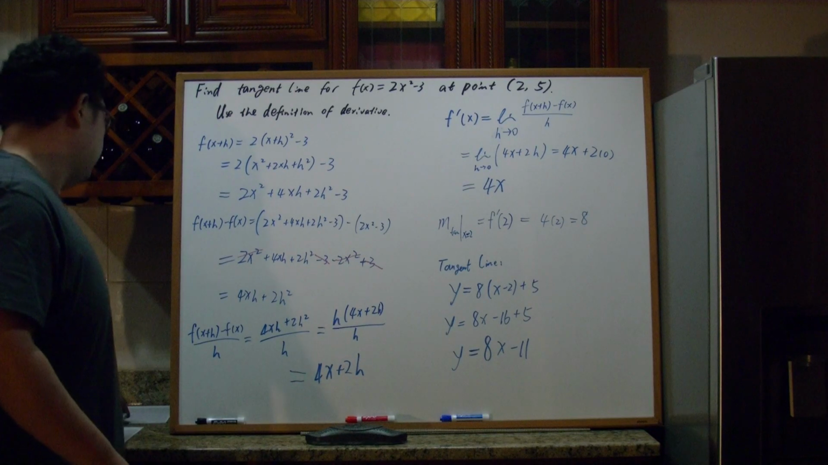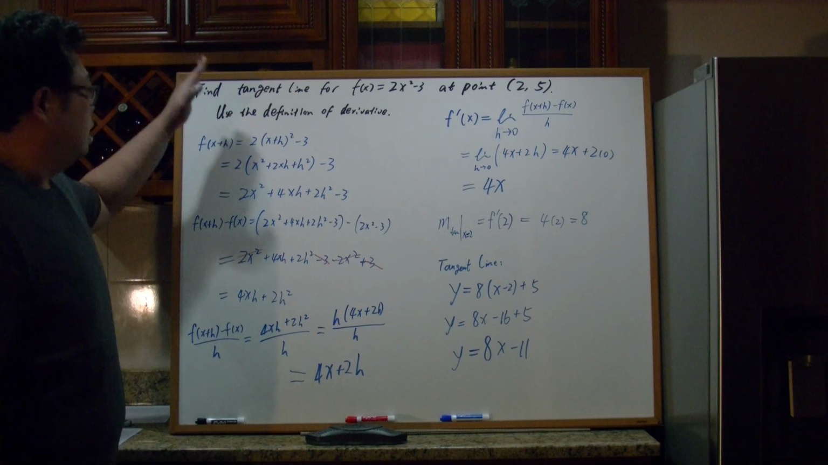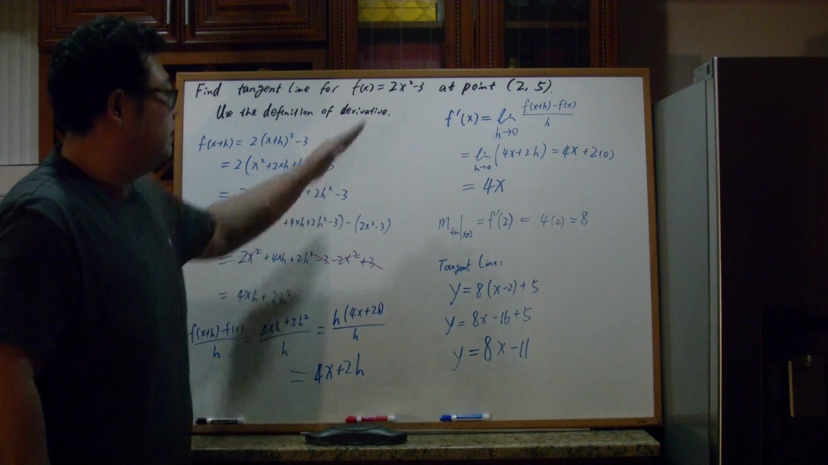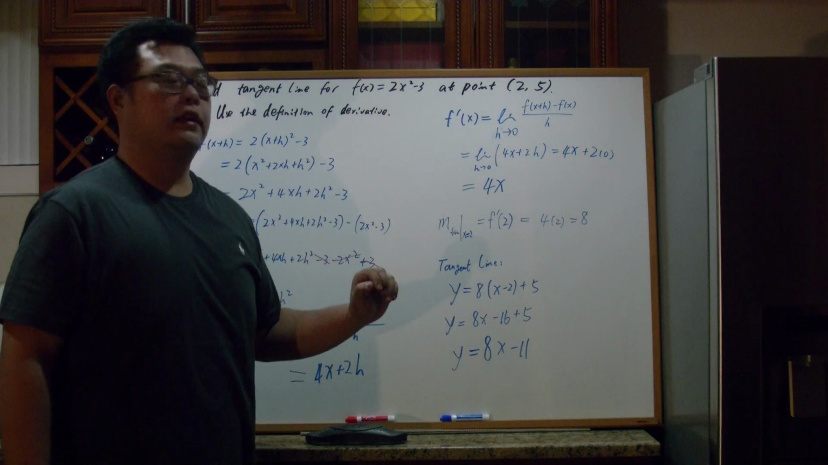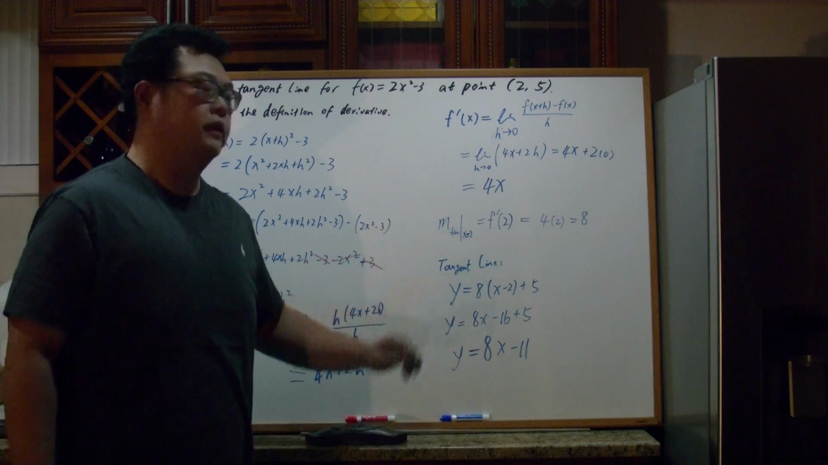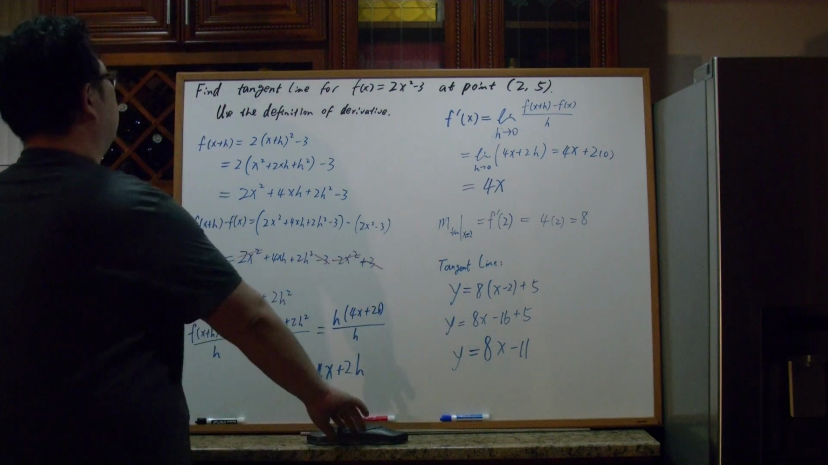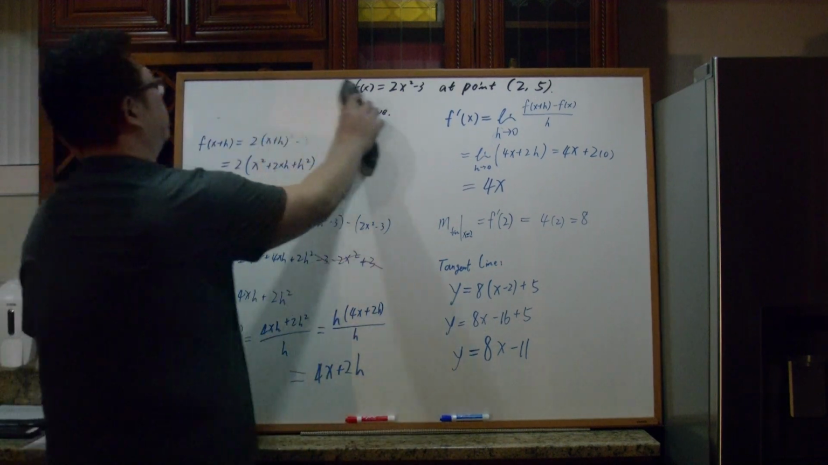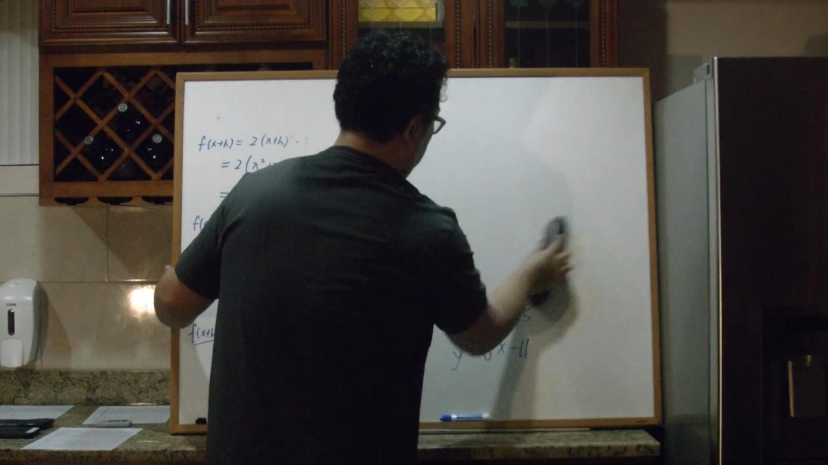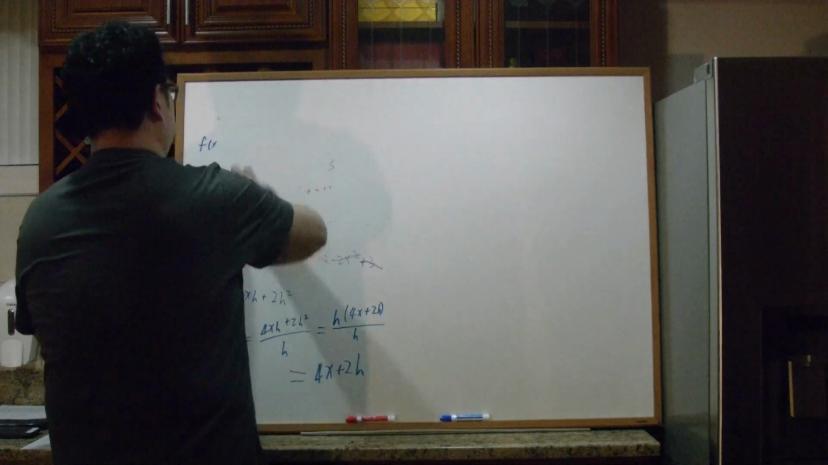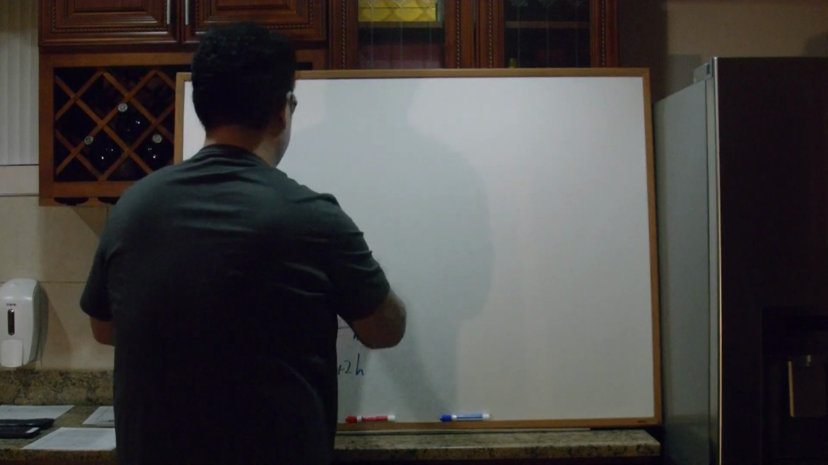Right, so that was a full step to find the derivative and find the tangent line. I find the tangent line, use the definition. Right? And then let's see another example.